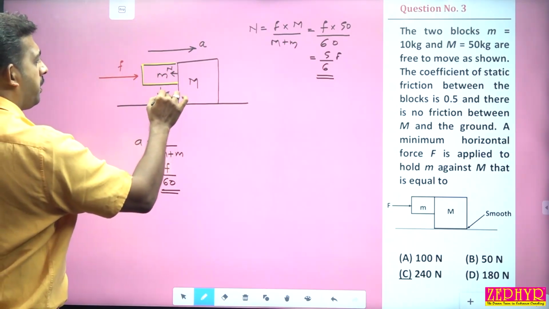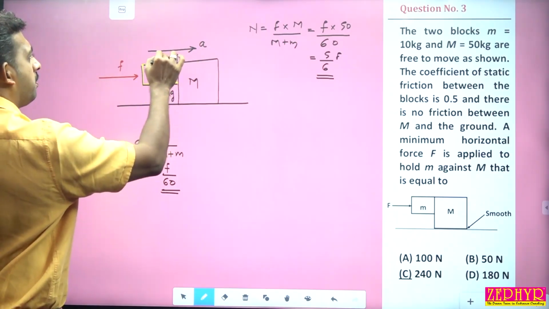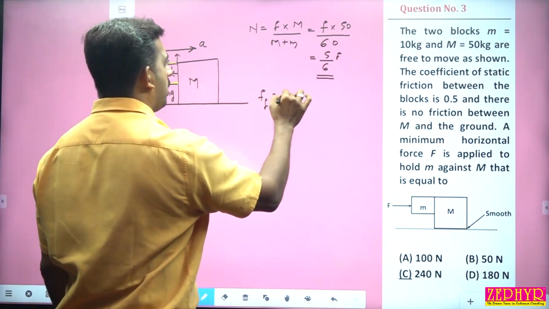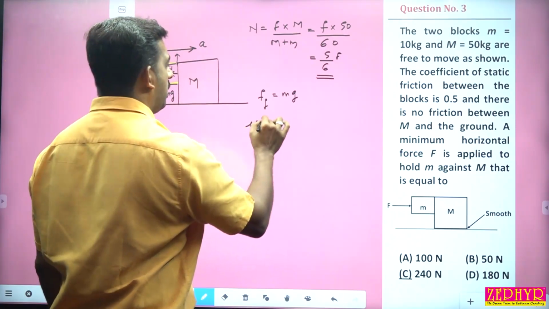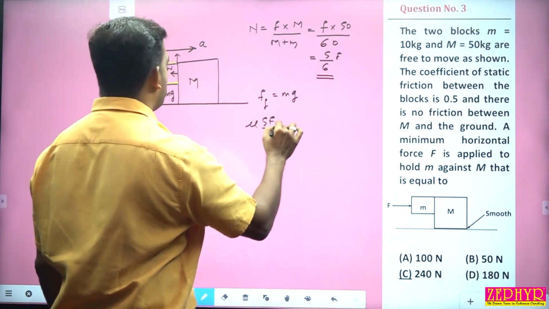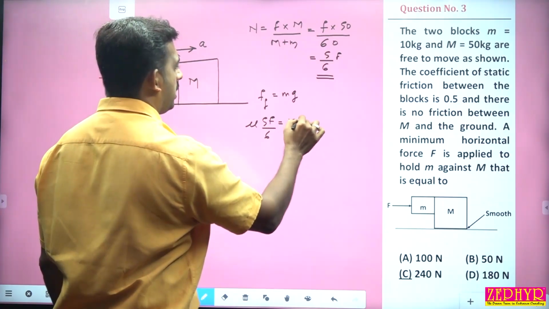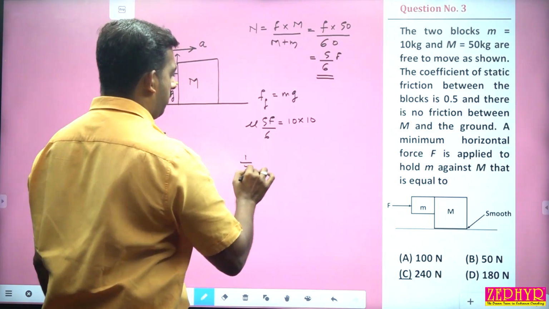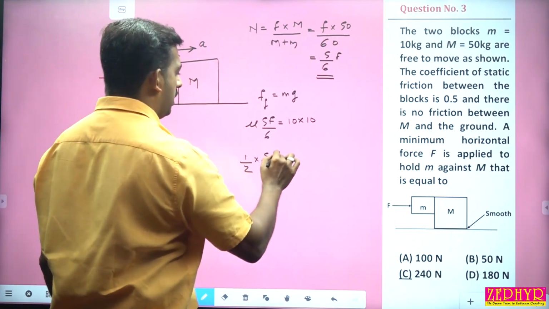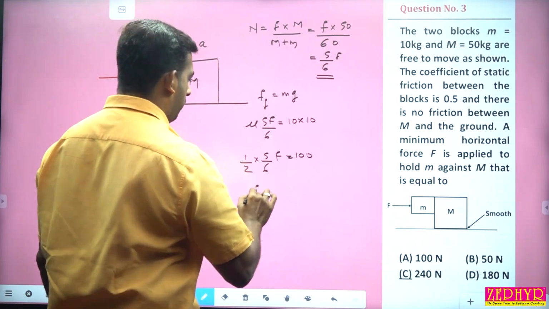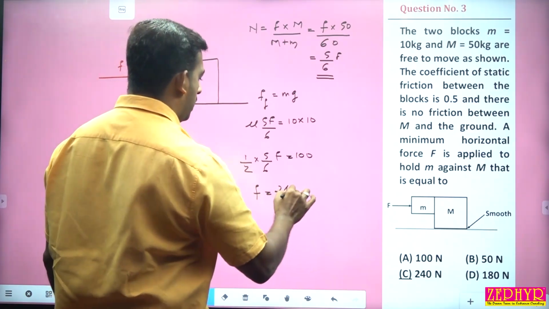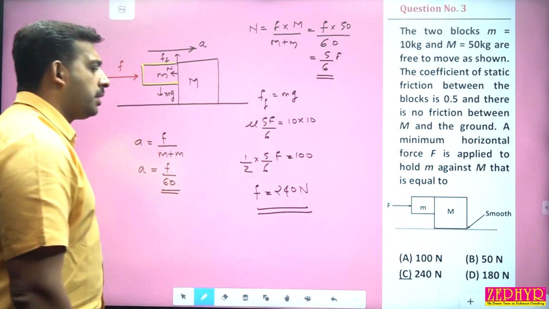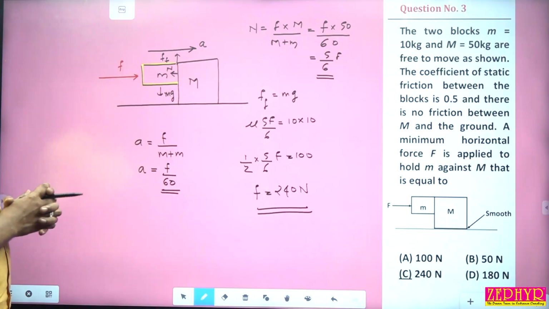Now this normal reaction is required to hold this mass on the vertical surface of the capital M. So m into G must be equivalent to the frictional force acting upwards. So frictional force f is equal to small m into G. So that is mu into 5F by 6 is equal to m, 10, into G, again 10. So mu is 1 by 2, 0.5, 1 by 2 into 5 by 6 into F is equal to 100. So we'll be getting F is equal to 240 Newton, right? Equal to 240 Newton. Is it clear?